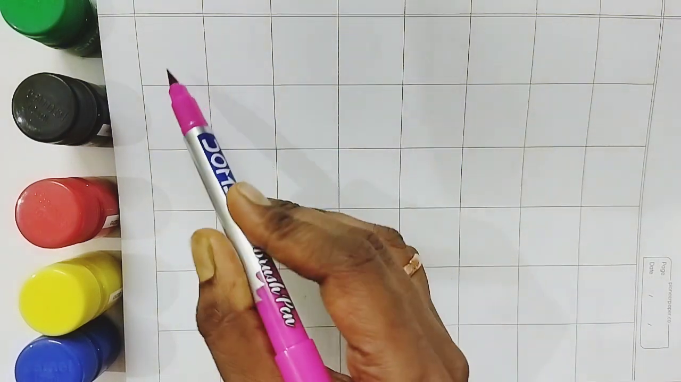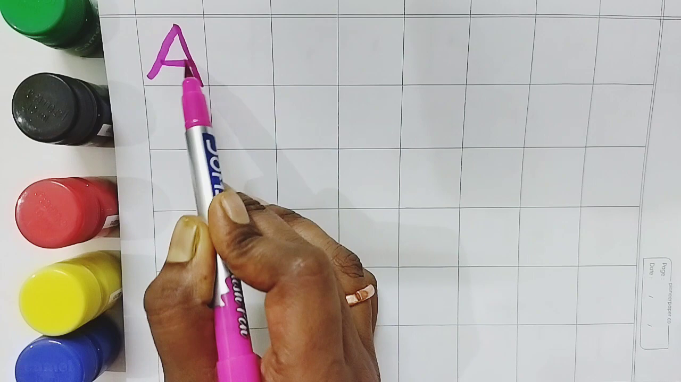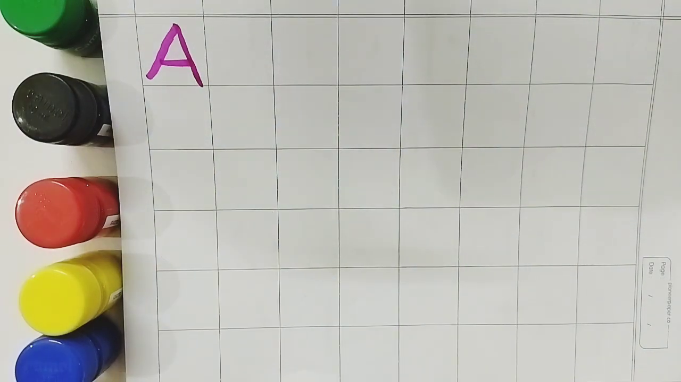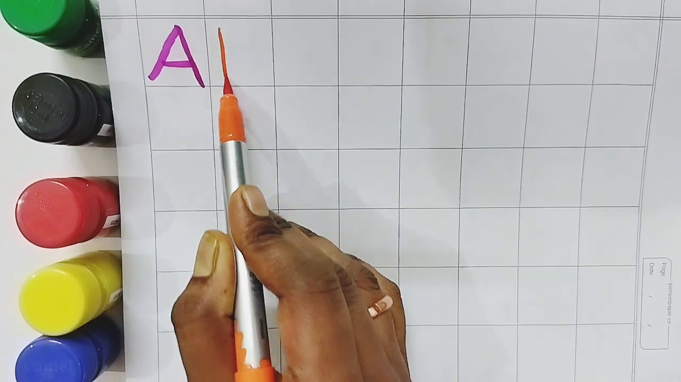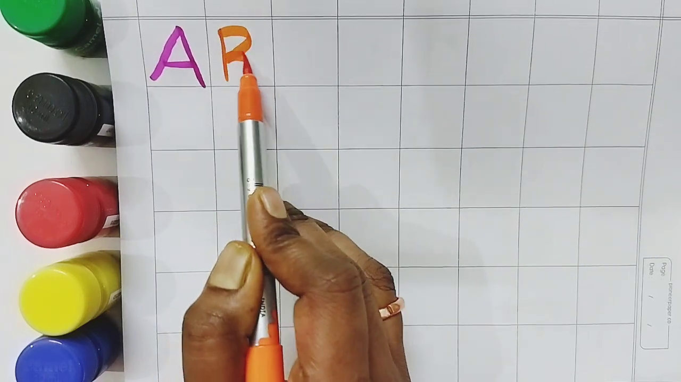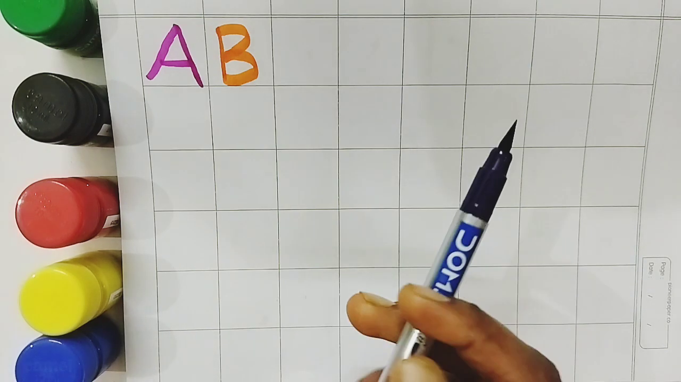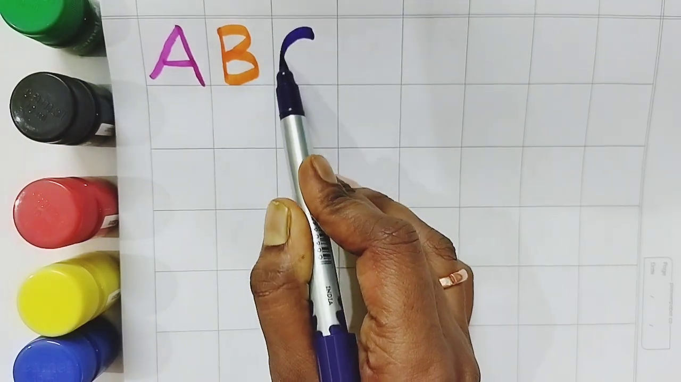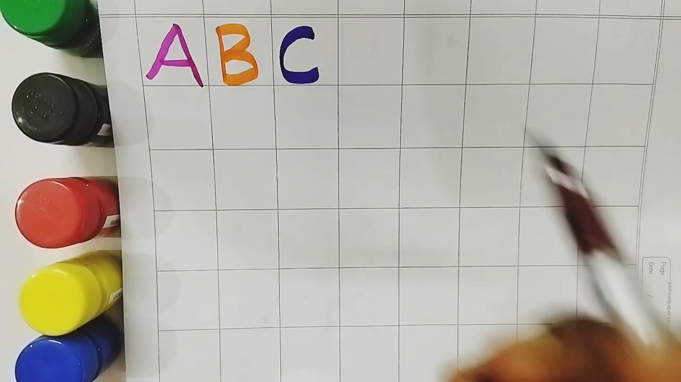Pink color. A. A for apple. Orange color. B. B for ball. Purple color, C. C for cat.